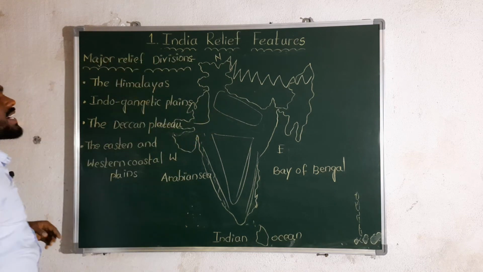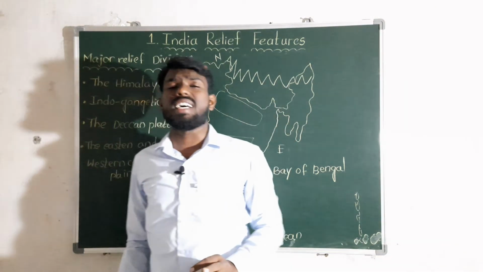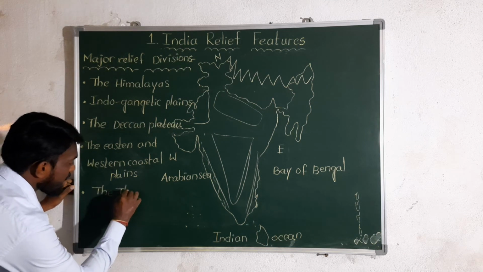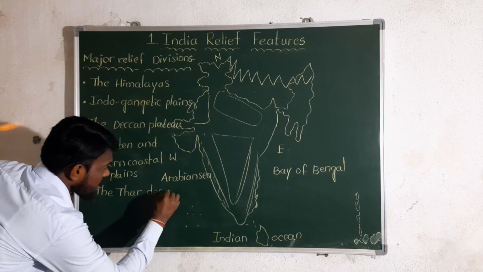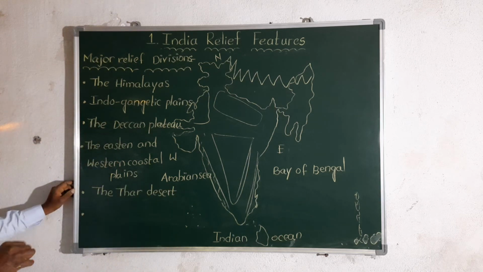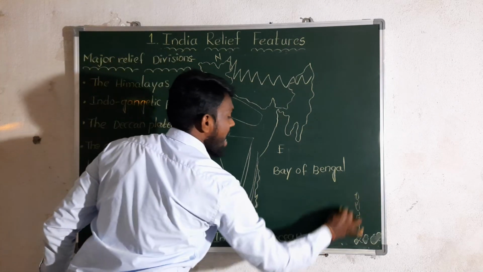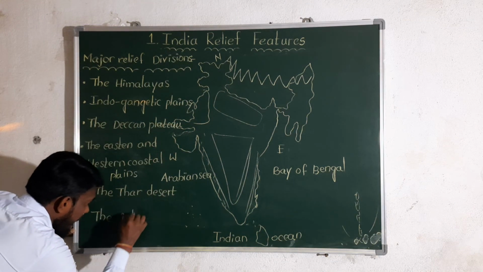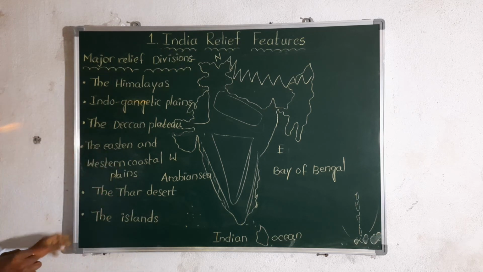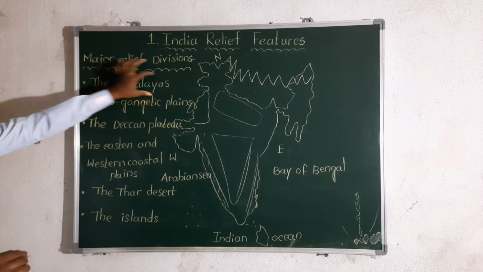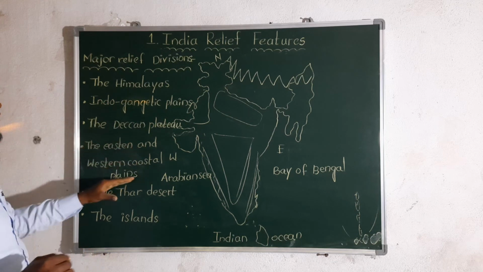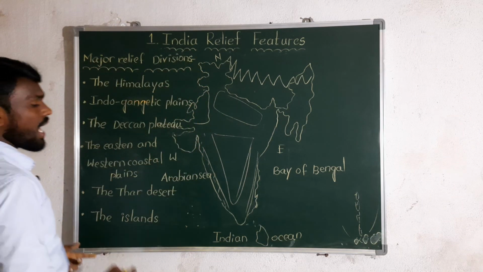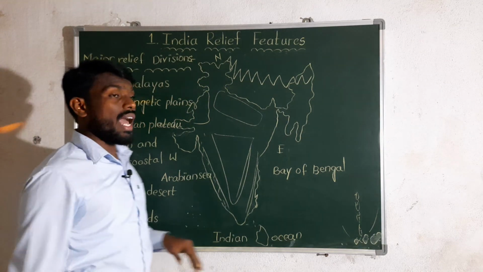The next one is located in Rajasthan and is also called the Great Indian Desert, that is, the Thar Desert. After this come the islands, the Andaman and Nicobar Islands and the Lakshadweep Islands. These are the major relief divisions. We will explore the Himalayas, the Indo-Gangetic Plains, the Deccan Plateau, the eastern and western coastal plains, the Thar Desert in Rajasthan, and the islands.